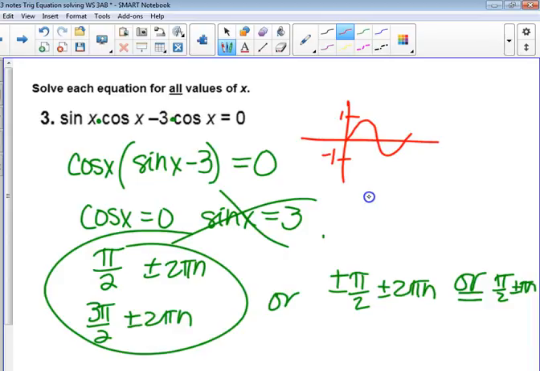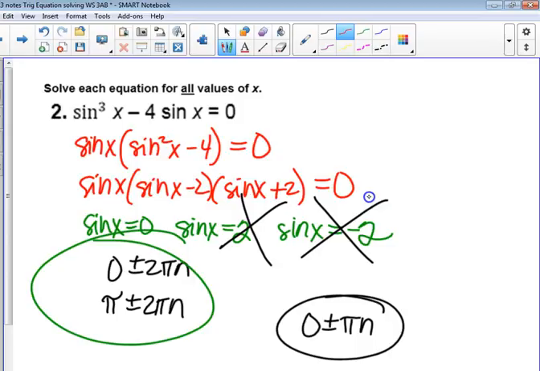Yes. No, it would not have been wrong. That's a great question. Some people want to, instead of 0, put 2 pi, because it's the same place on your unit circle, right? I don't care. I'm not going to count that wrong.